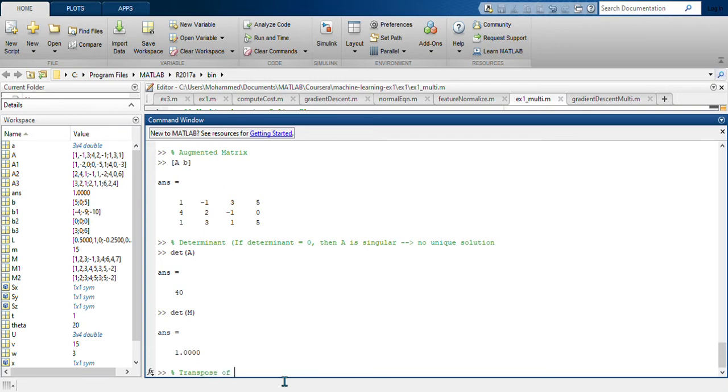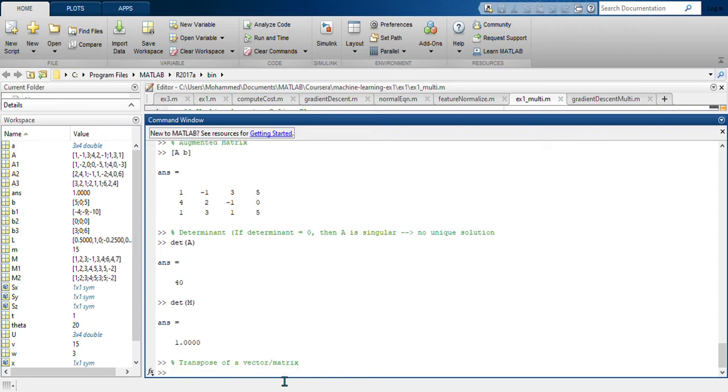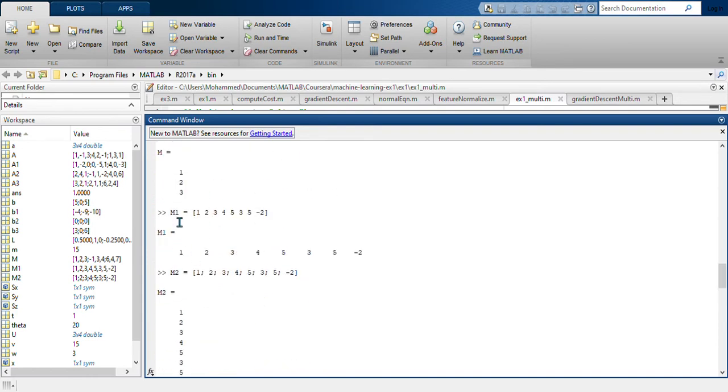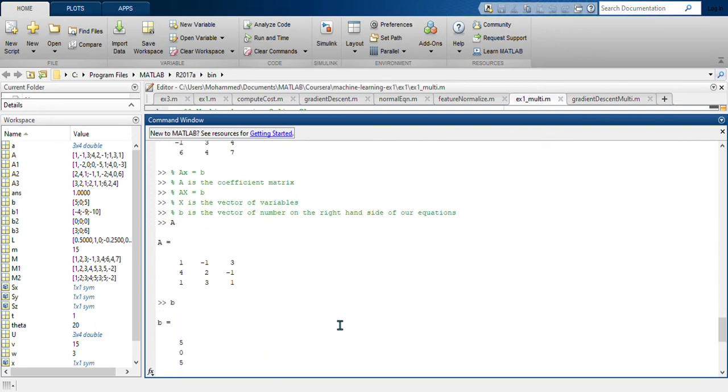Transpose of a vector or matrix. Okay, so how do we take the transpose of a vector or a matrix? Let's start with a vector. Let's say I have this vector m1. m1 is in the form of a row, a row vector. I want to make it a column.